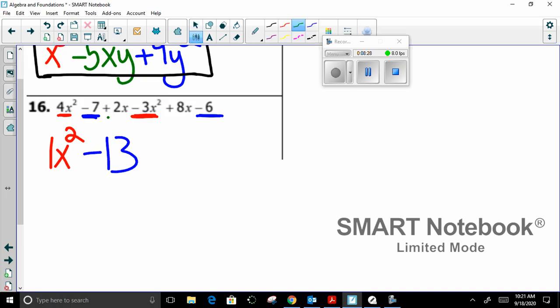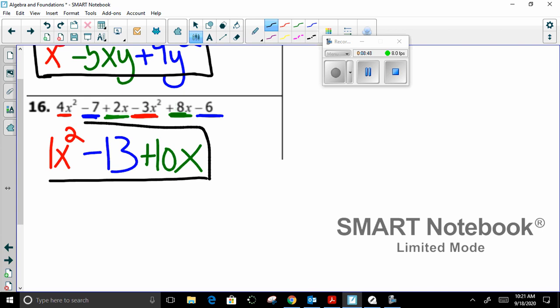All right, next I have an x, a plain x. Any other x to go with it? Looks like right there. So keep the like term. Do what the numbers ahead of them say. Positive 2 plus 8 is positive 10. Now look at the expression you are left with. Do you have any more like terms? You do not, so you are done.